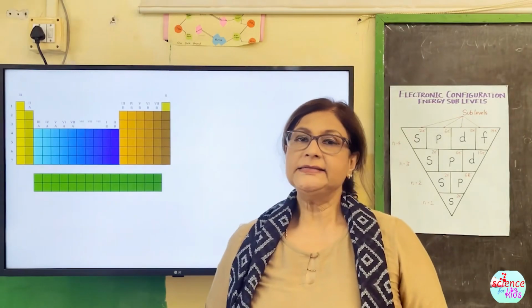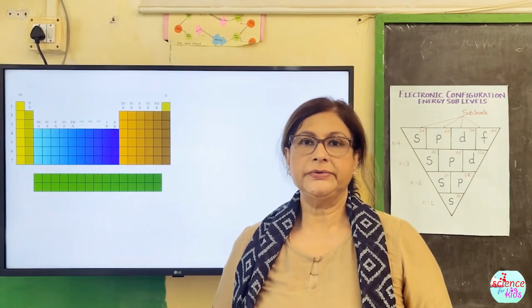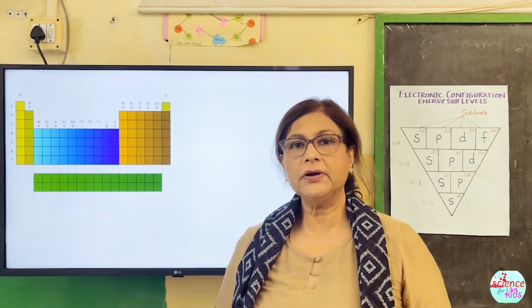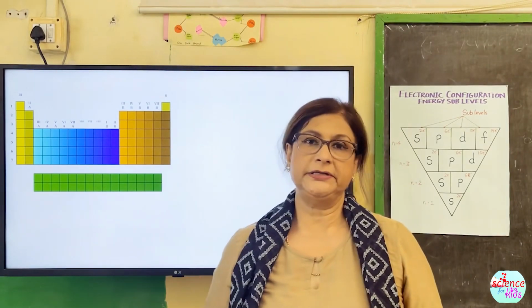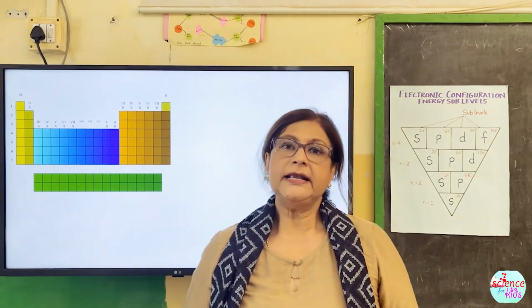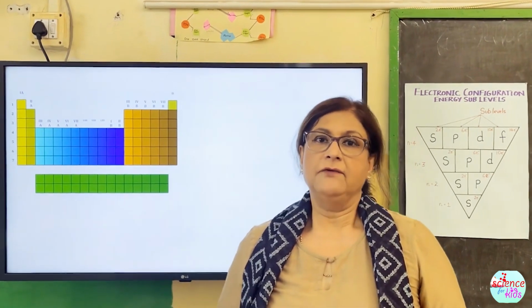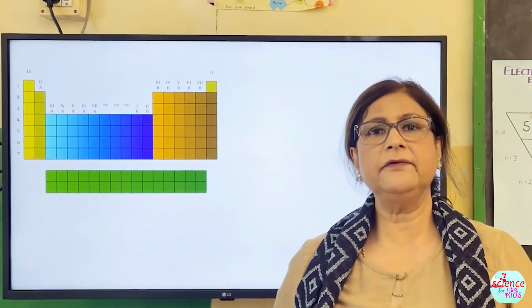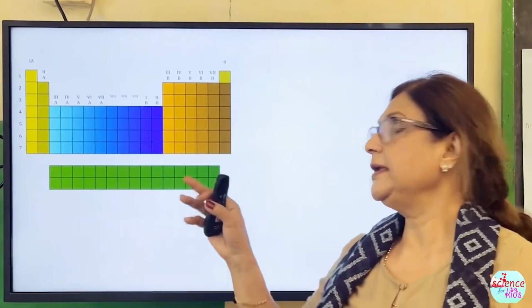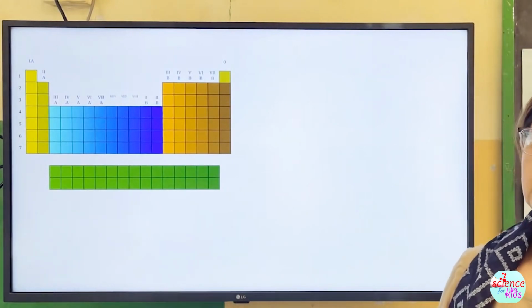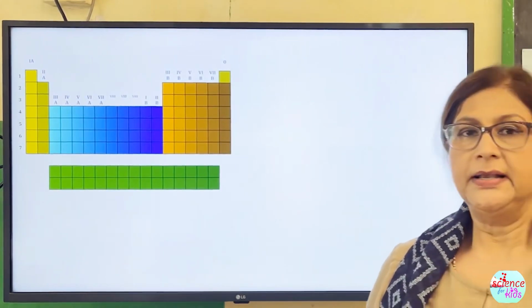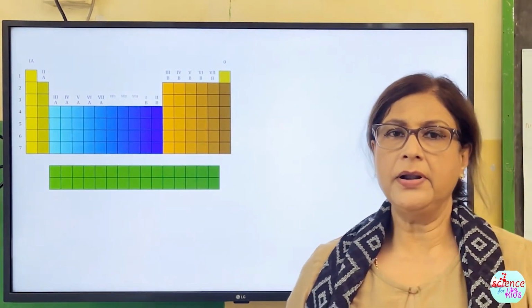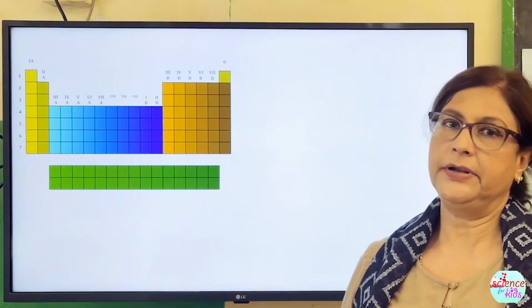Today, in this video, we are going to look into the relation between the electron configuration and the periodic table. To understand the relation between these two, first you have to learn how to do electron configuration of different elements using the periodic table. So before I start, let's do a quick recap on how to interpret the periodic table.